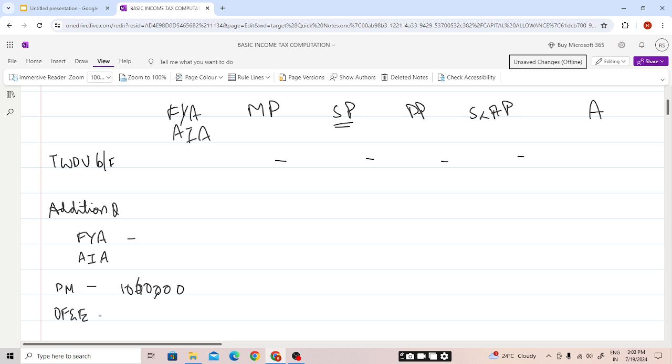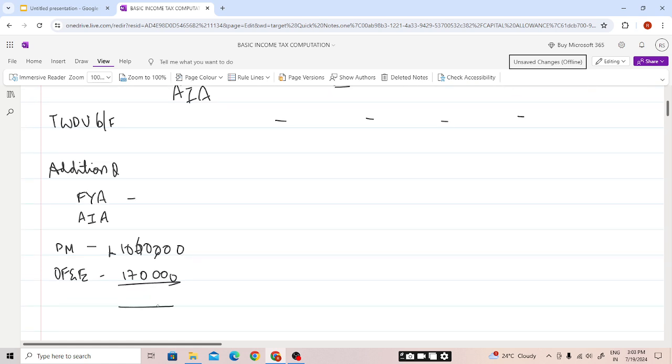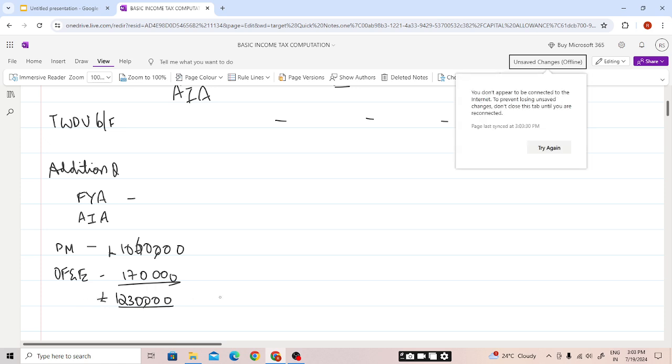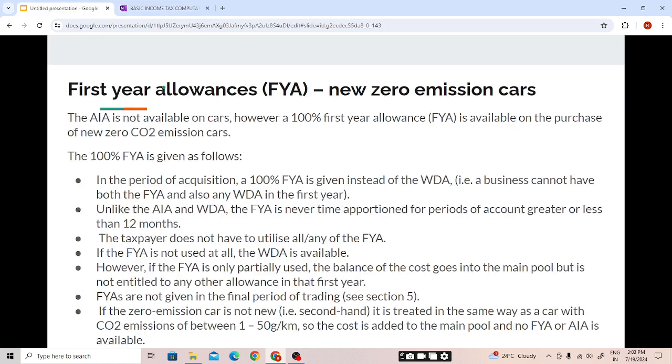So AIA will qualify for plant and machinery, 160,000 pounds, and office furniture and equipment, 170,000 pounds. So this is the total which qualifies for FIA or AIA. There is FIA only on zero CO2 emission. So the amount which qualifies for AIA is 1,230,000 pounds.